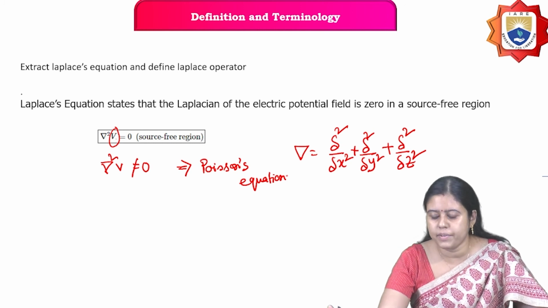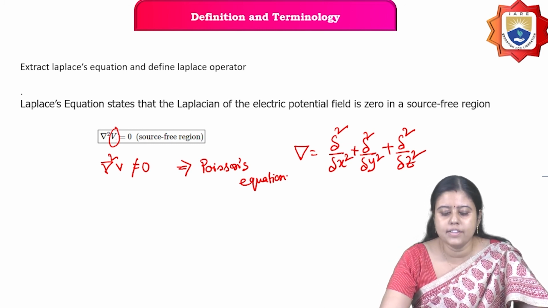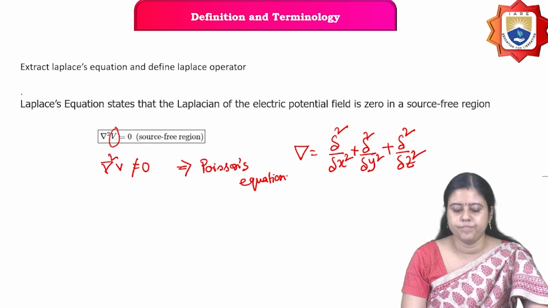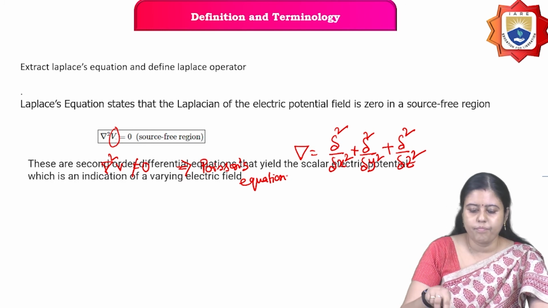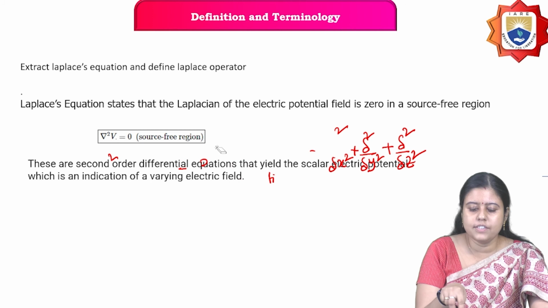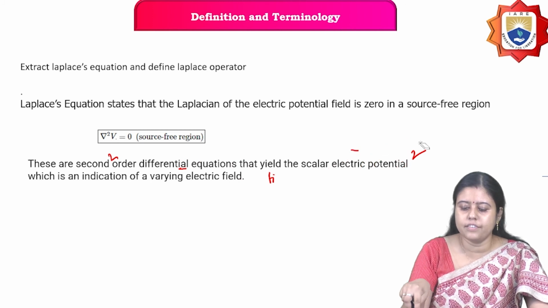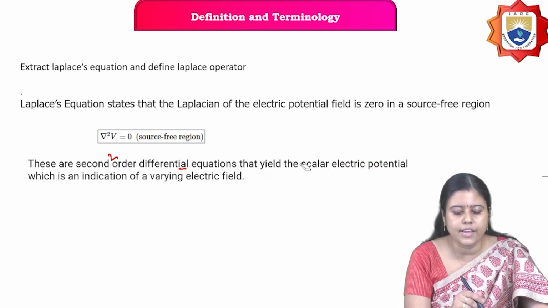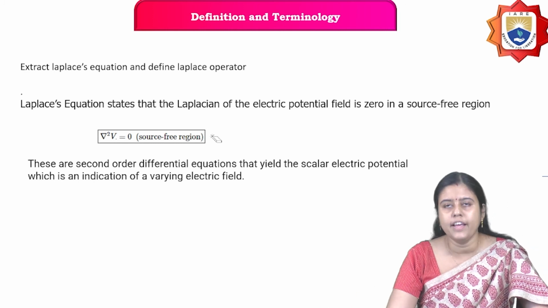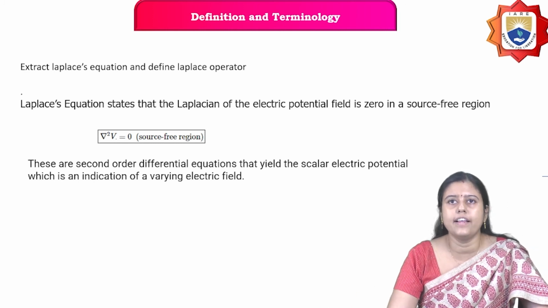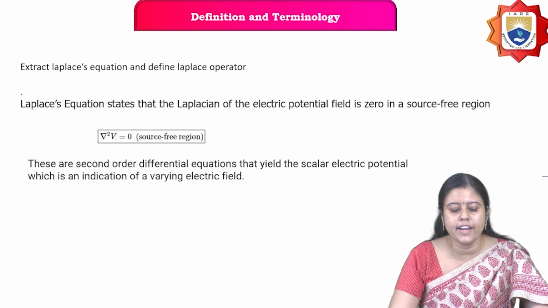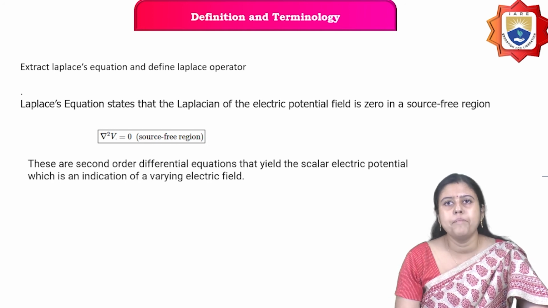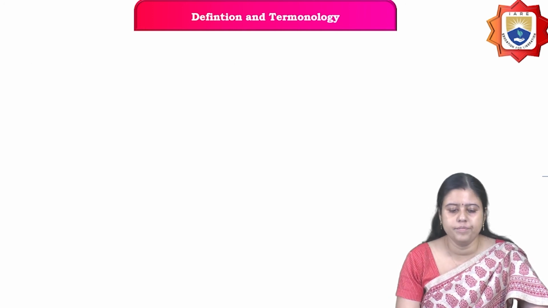So the equation is basically of two types. One is the grad square V. This is a second order differential equation that yields the scalar electric field, which is an indication of the time varying electric field.